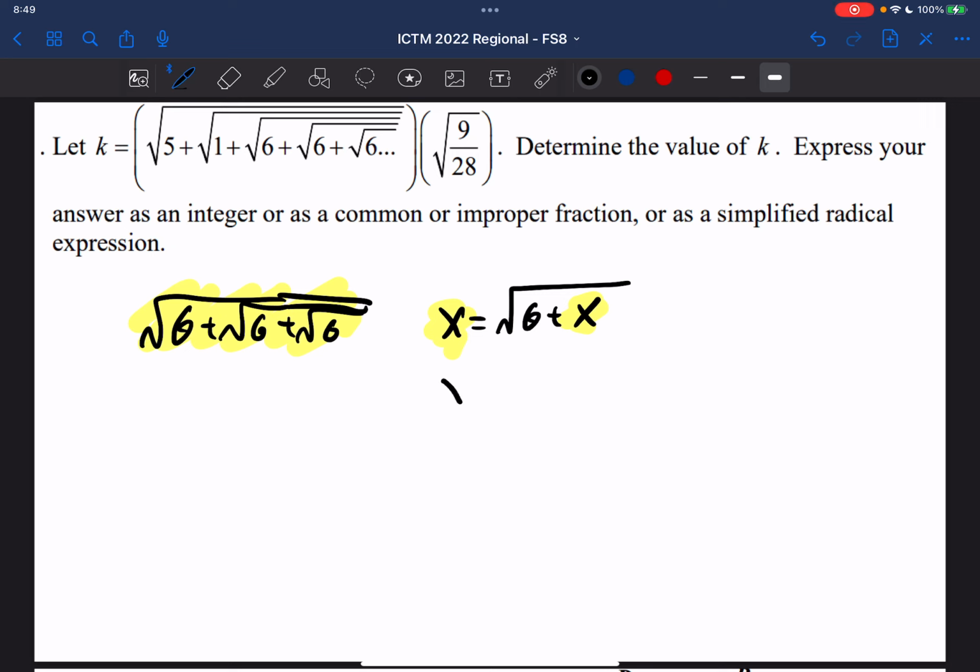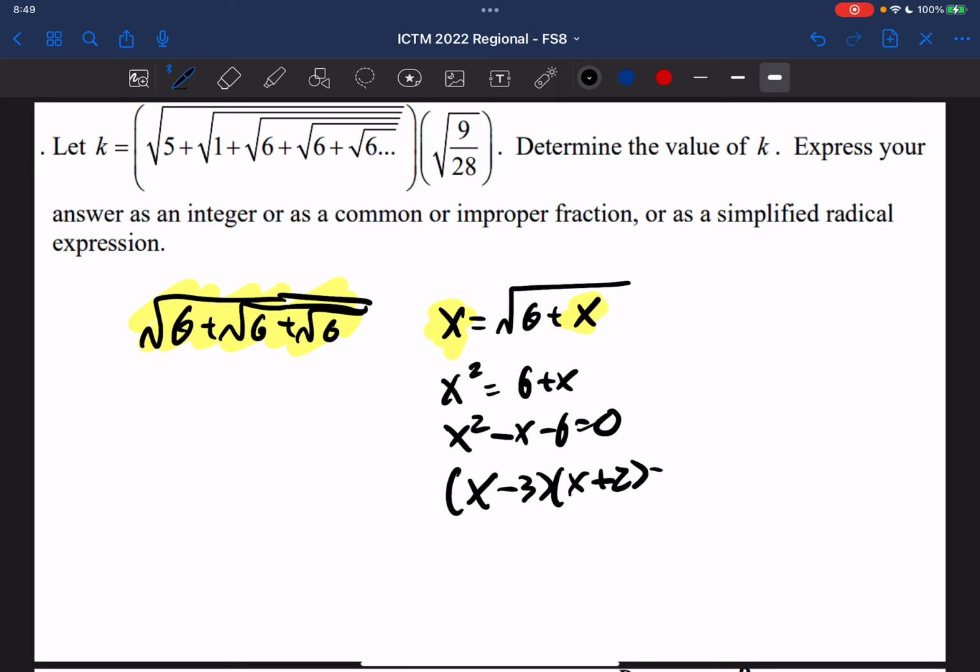So to solve it, we get x squared equals 6 plus x. And we bring this over: x squared minus x minus 6 equals 0. So we have x minus 3 and x plus 2. So we get x equals 3 and x equals negative 2. Now since we're not dealing with imaginaries, that negative we're not using.